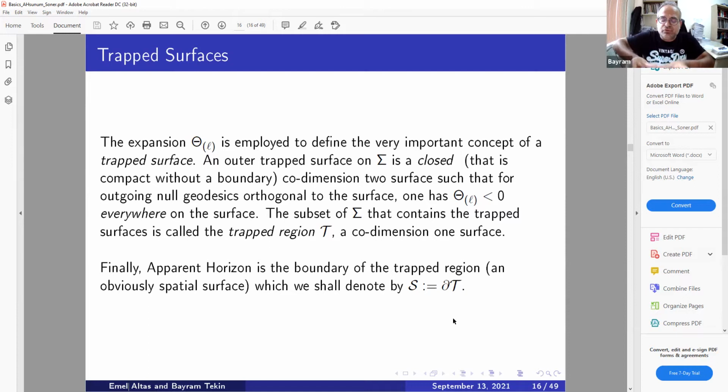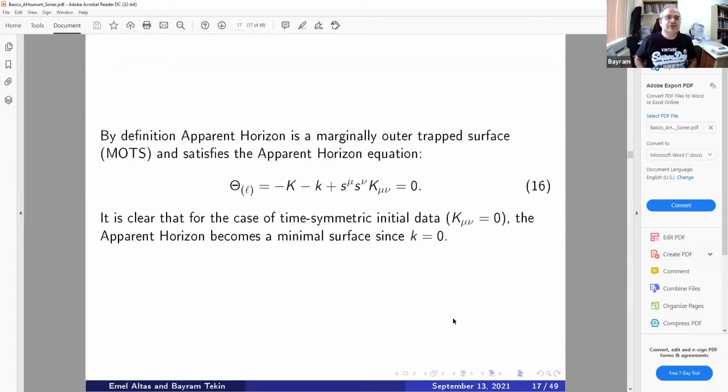So you consider all the trapped surfaces. There is one outer one, which is the boundary of it. And if you go a little bit more, if you send light rays, they will go out, they won't go in, okay? So by definition, apparent horizon is a marginally outer trapped surface. It's called MOTS and satisfies the apparent horizon equation. Remember, theta negative means it is a trapped surface. Theta positive is like a free, non-trapped surface. Theta equals 0 is a marginally trapped surface. That defines the apparent horizon.